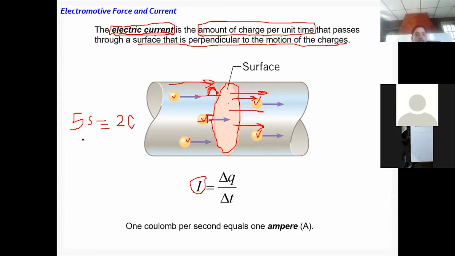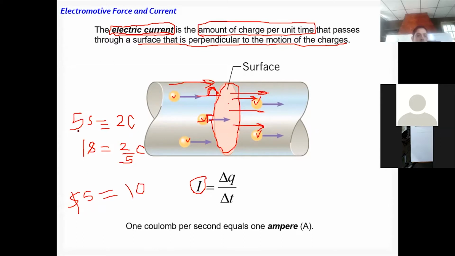So in 1 second, how much charge passes through that? Help me here. Guys, I need your help. Please, in 1 second, how much charge passes through this? 2 coulomb over 5, 2 over 5 coulomb, right? It's like in $5, you get 10 mangoes, right? It's like that again. In $5, you get 10 mangoes. In $1, how many mangoes do you get? Two mangoes, right?